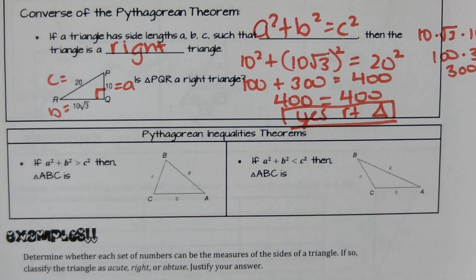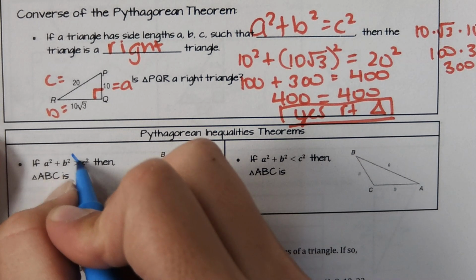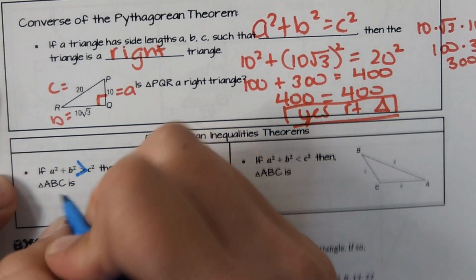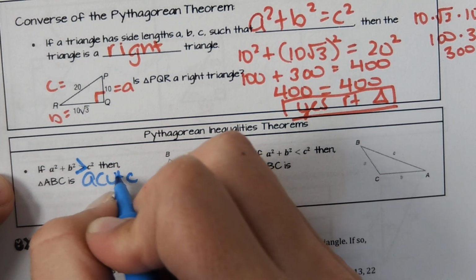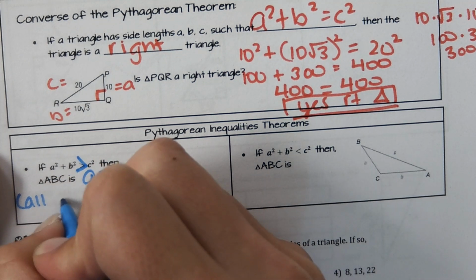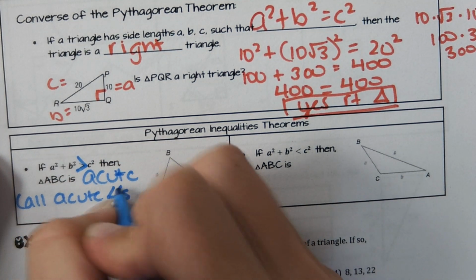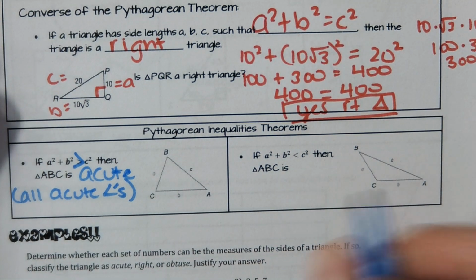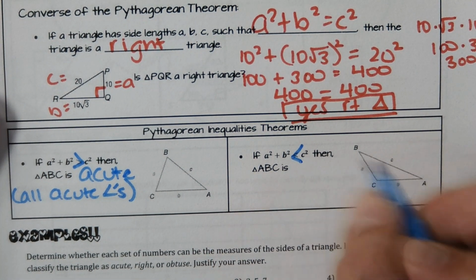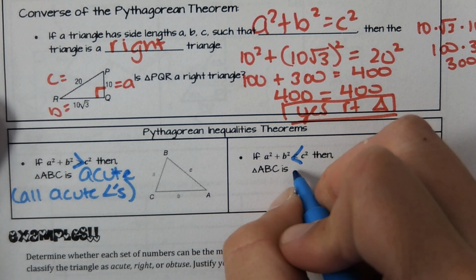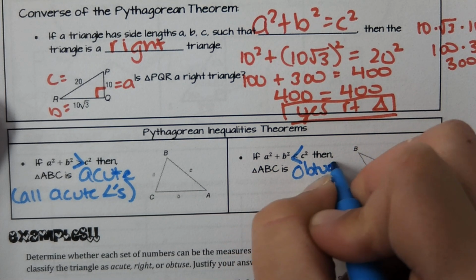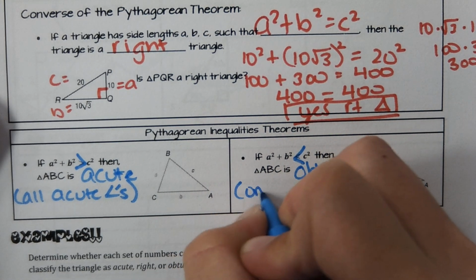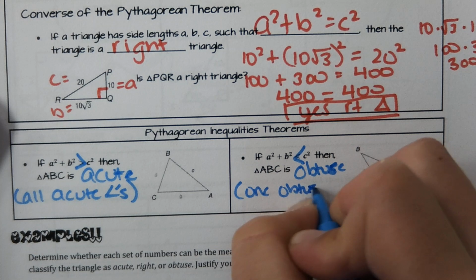You can also use the Pythagorean theorem to decide if a triangle is acute or obtuse. So if a squared plus b squared is greater than c squared, then triangle ABC is an acute triangle, meaning all acute angles. And if a squared plus b squared is less than c squared, then ABC is obtuse, meaning it has one obtuse angle.